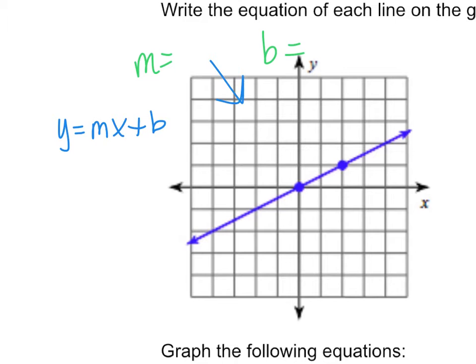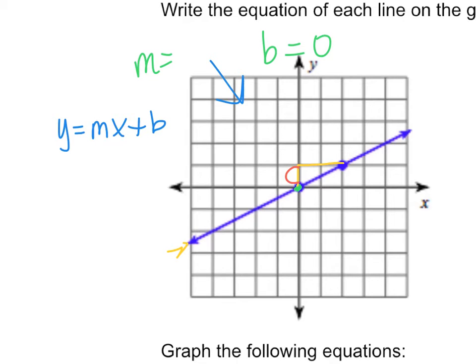So I like to begin at the b. The b is the point where the line intersects with the y-axis. In this graph, the b is 0. The m is the slope. That's the rise and run. We make that right triangle, rise and run. Notice that our line is increasing. That's a positive slope.